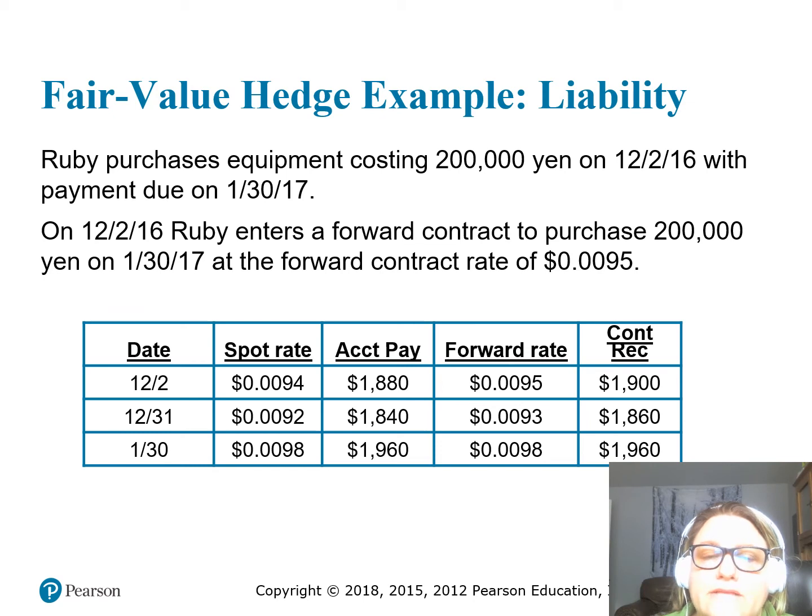0.0095. All right, so at the end of each month, and at the end of the year, and at the end of 1/30, we're going to adjust it. We're going to look at the forward rate and the contract rate, and we're going to look at the contract receivables, and we're going to adjust properly. All right, for the liability.